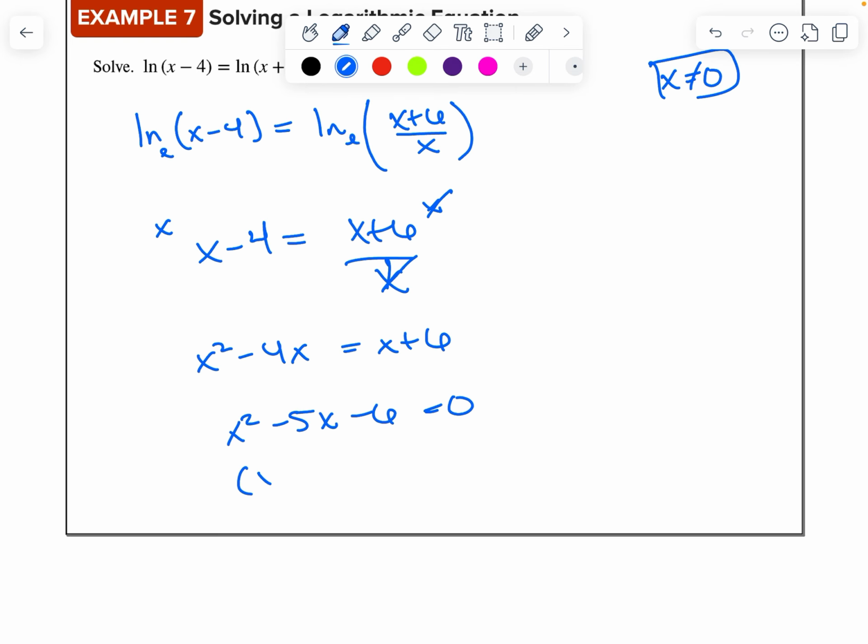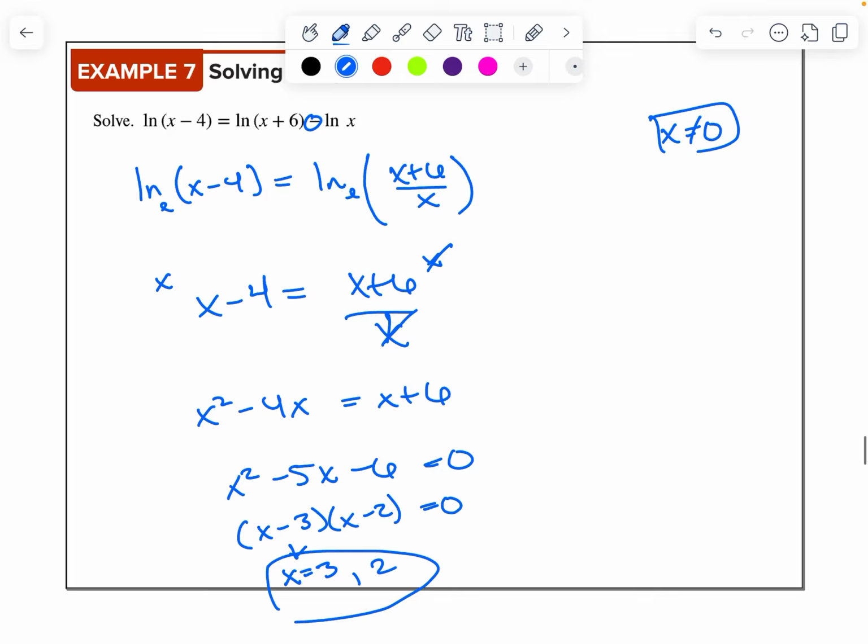I get positive 3 and positive 2. I really want to check both of those answers. Doggone it. I really think that neither of those answers is going to work. Oh, wait. I didn't factor it correctly. I got in a rush here.